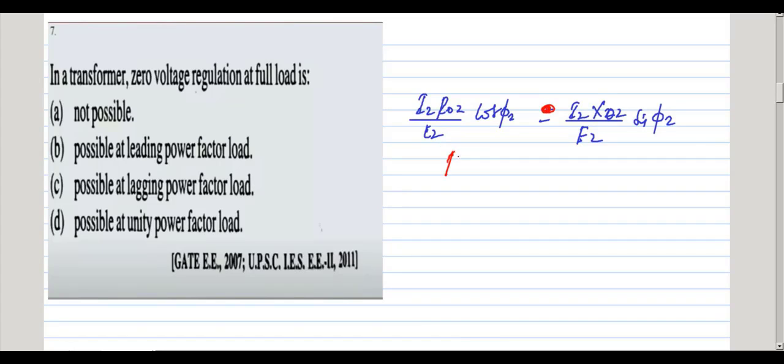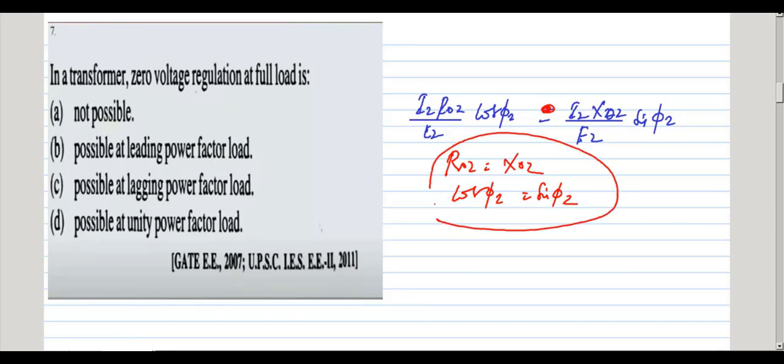If it is minus and R02 equal to X02 and cos phi 2 equal to sin phi 2, then the regulation equal to 0. So minus, minus for leading power factor. It is possible only at leading power factor load.